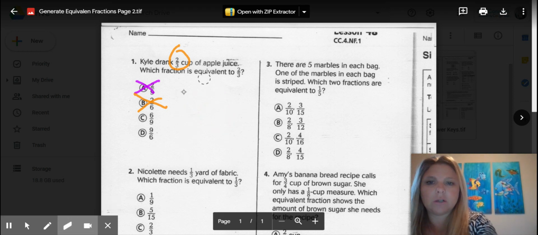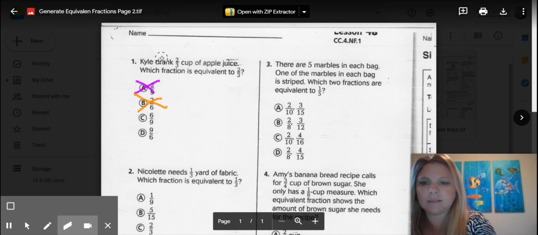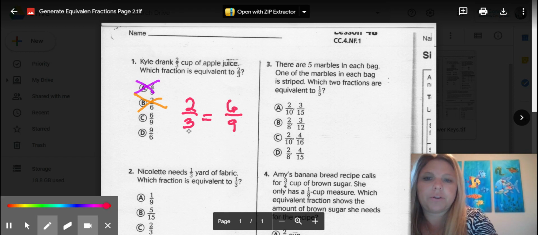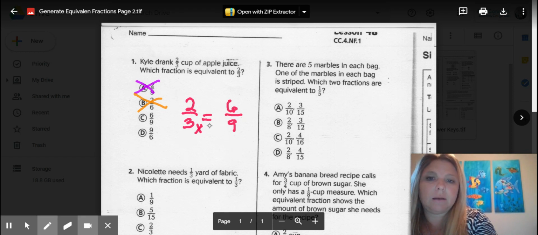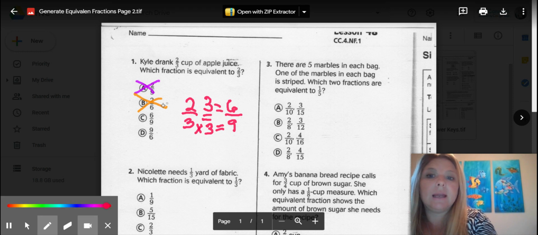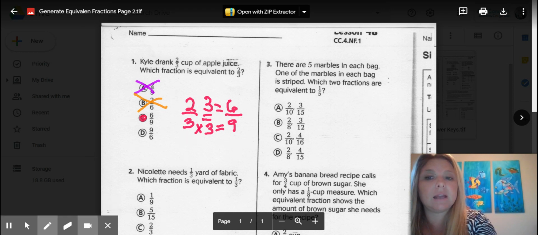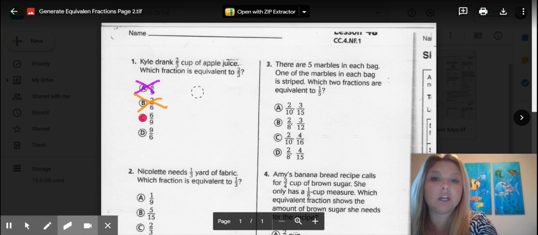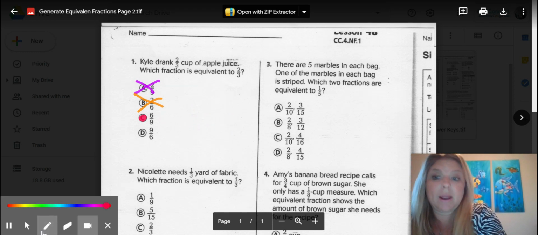So now I'm going to go to C. Erase this out of the way. Okay, again, I have 2/3, and I need to see if it's equivalent to 6/9. Well, 3 times what equals 9? 3 times 3. So whatever you do on the bottom, you do on the top. Does 2 times 3 equal 6? It does. Okay, so I think the answer is going to be C, but I am going to double check D and make sure that it possibly isn't 2 answers, because there's always that possibility.